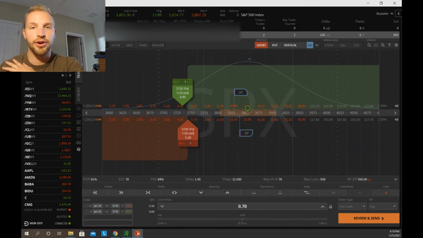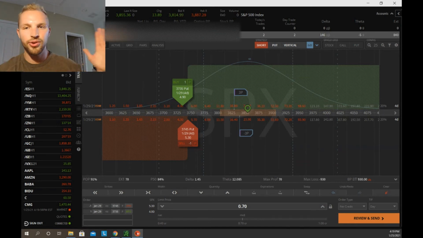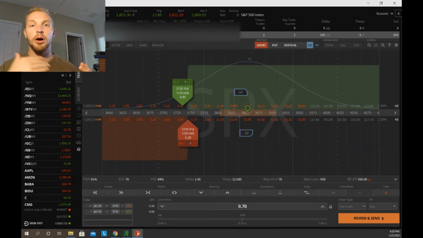So the further out your expirations are, the wider those deviations are going to be, because obviously you're giving it more time. And the closer you are to expiration, the narrower those deviations are going to be. So that's where these probabilities work in our favor.